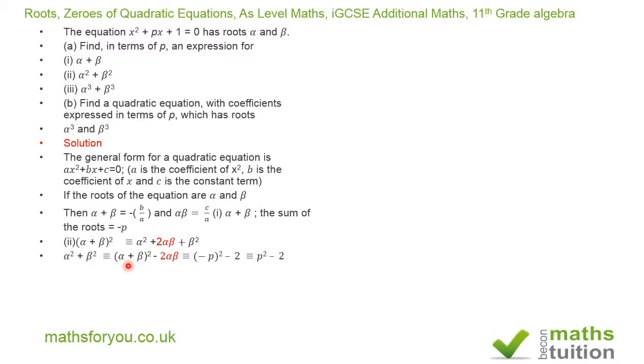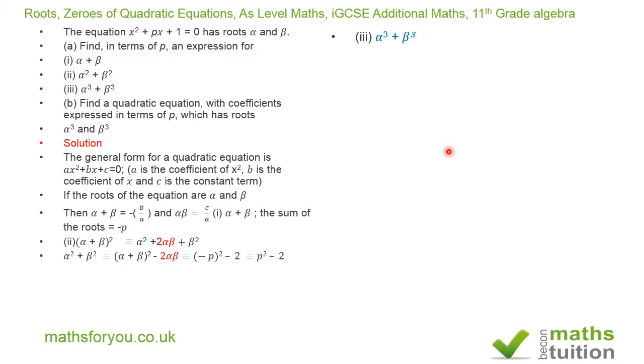Now we know that alpha plus beta is minus p. So alpha plus beta all squared will be minus p all squared. We also know that the product of alpha and beta is 1 because 1 divided by 1 is 1. The constant term is 1 and the coefficient of x squared is 1. So that becomes minus 2 times 1, which is minus 2. So we end up with minus p all squared minus 2. And when we simplify, we have that alpha squared plus beta squared is p squared minus 2.